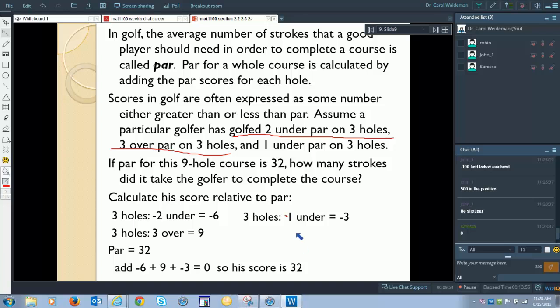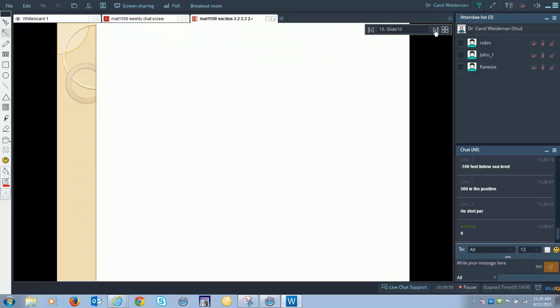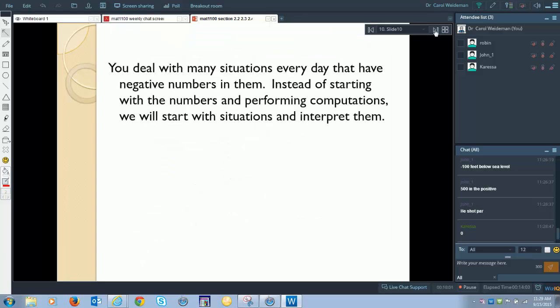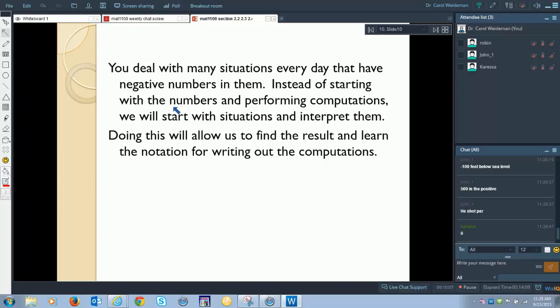So this golfer is right on par. So this is a place where negative numbers, signed numbers, are used. There's many times we use negative numbers, and instead of starting with the numbers and performing the computations, let's start with situations and interpret them. We'll do this to find the result and then learn about notation for the computation.